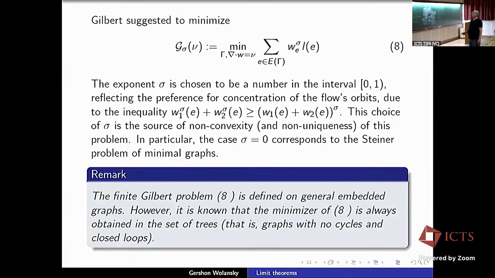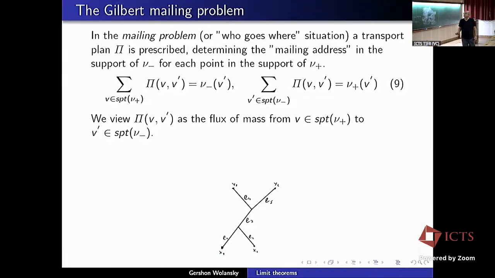So this problem is defined for a general embedded graph. However, it is known that the minimizer is always on a tree, on a graph without cycles. So this is kind of intuitively reasonable because you don't get anything from closed loops. So a tree is a graph without closed loops.